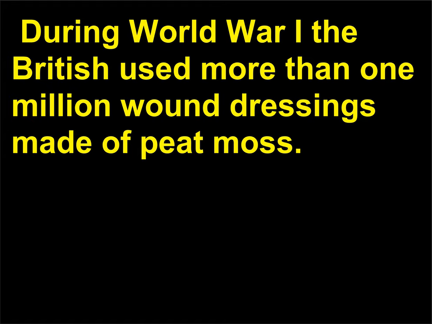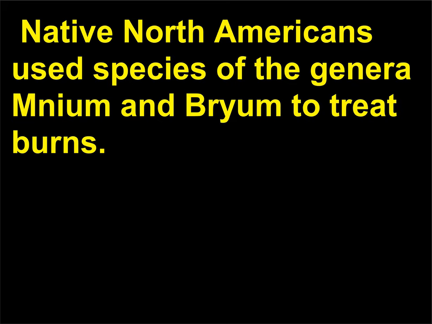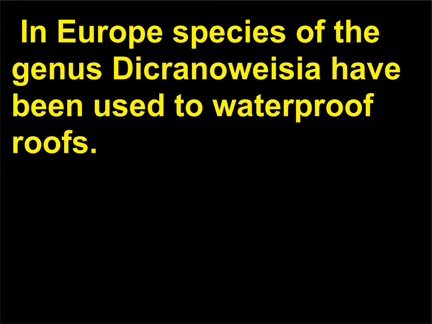During World War I, the British used more than 1 million wound dressings made of peat moss. Native North Americans used species of the Geranium and Bryum to treat burns. In Europe, species of the genus Dichranoesia have been used to waterproof roofs.